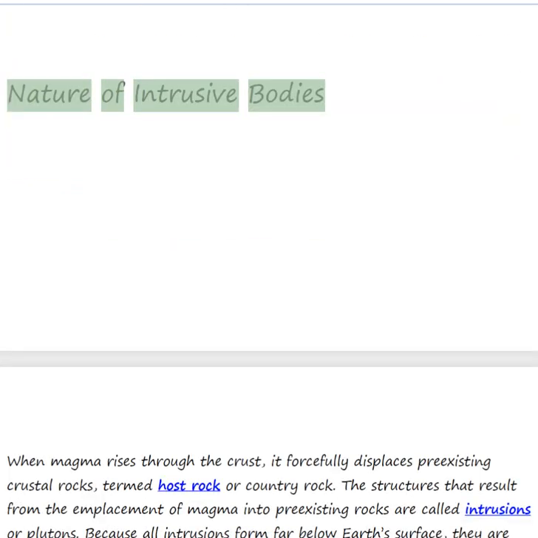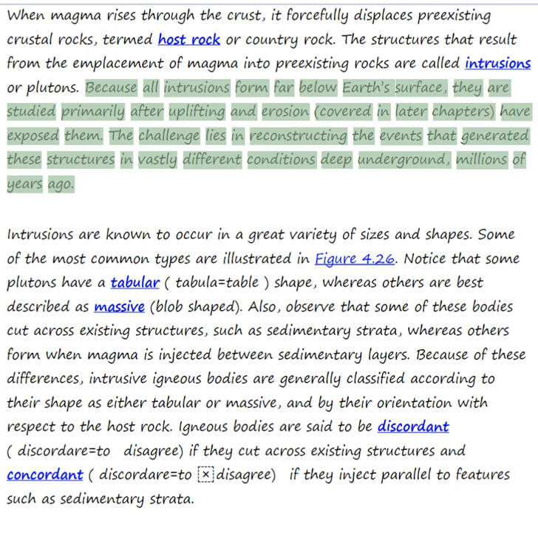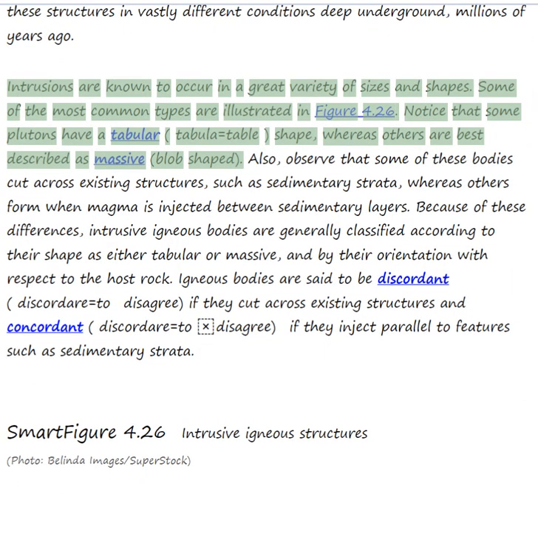Nature of intrusive bodies. When magma rises through the crust, it forcefully displaces pre-existing crustal rocks, termed host rock or country rock. The structures that result from the emplacement of magma into pre-existing rocks are called intrusions or plutons. Because all intrusions form far below Earth's surface, they are studied primarily after uplifting and erosion have exposed them. The challenge lies in reconstructing the events that generated these structures in vastly different conditions deep underground, millions of years ago.